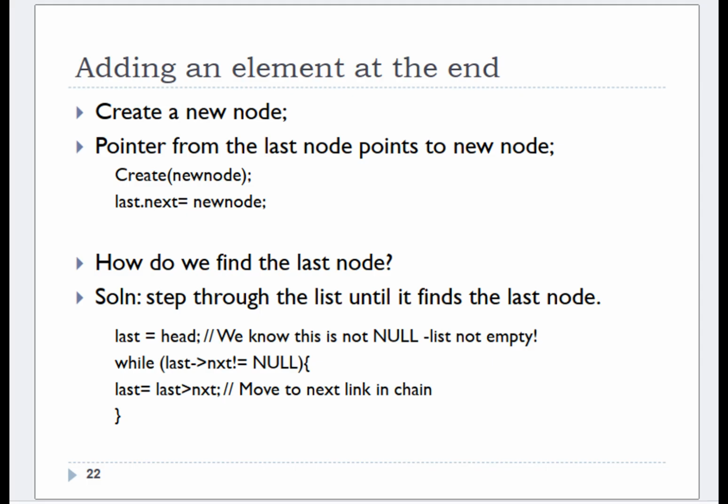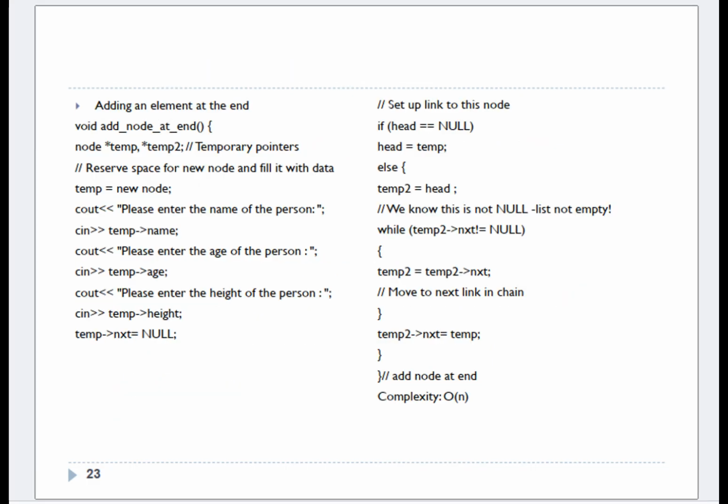How do we find the last node? Step through the list until we find the last node. last = head; we know this is not a null list, not empty. while (last->next != NULL) last = last->next; // move to next link in chain. 22. Adding an element at the end.